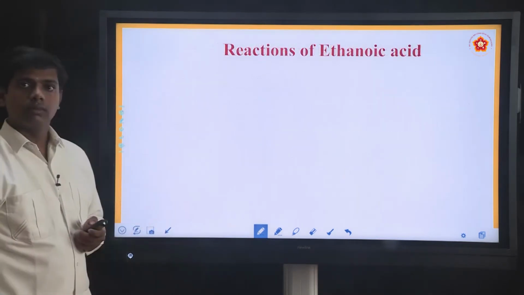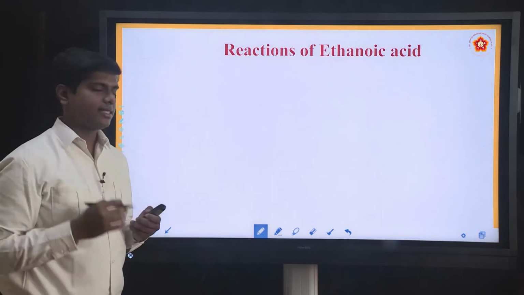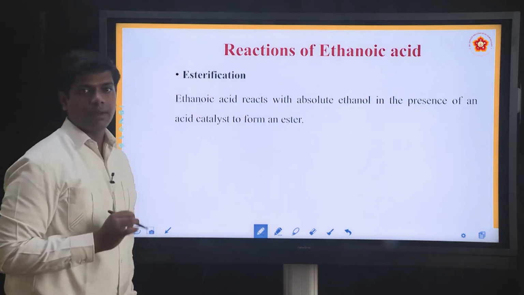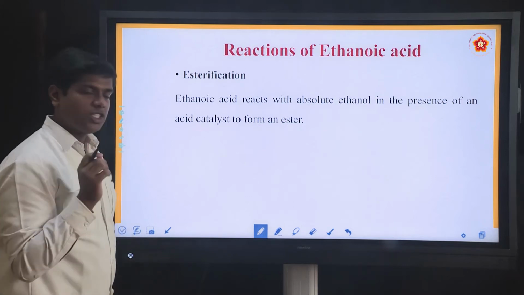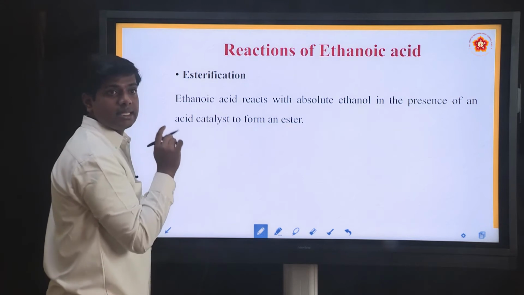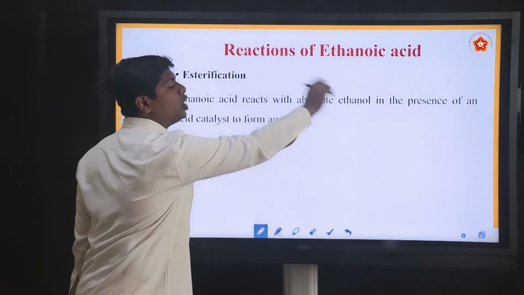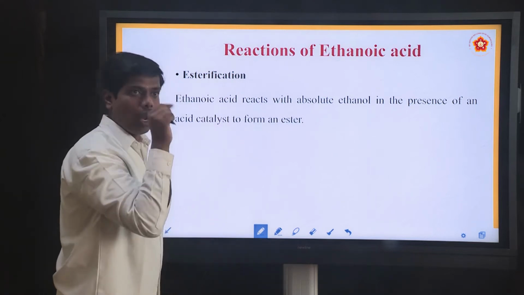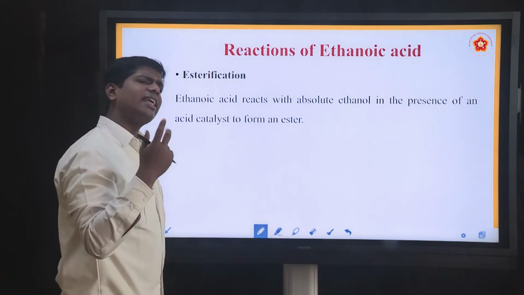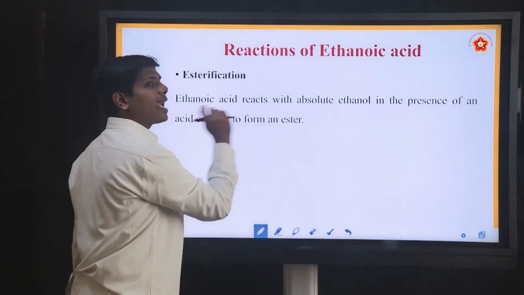Next, we are going to start with the reactions of ethanoic acid. First reaction is esterification, a very important reaction. Please note down: ethanoic acid, meaning carboxylic acid, reacts with absolute ethanol, meaning alcohol, in the presence of an acid catalyst, any acid, HCl or H2SO4, and it forms an ester.